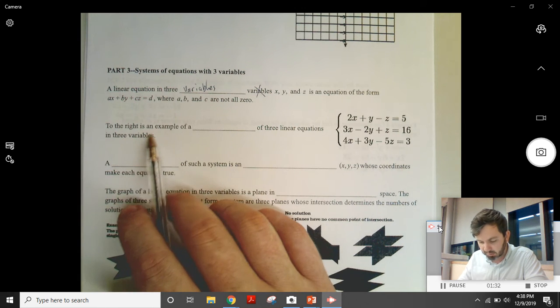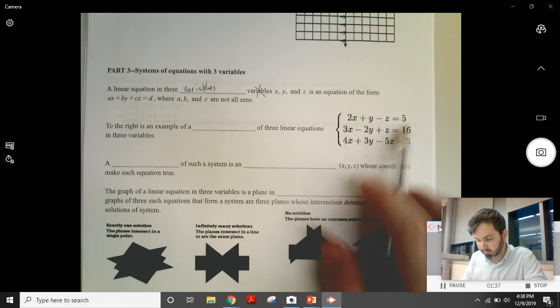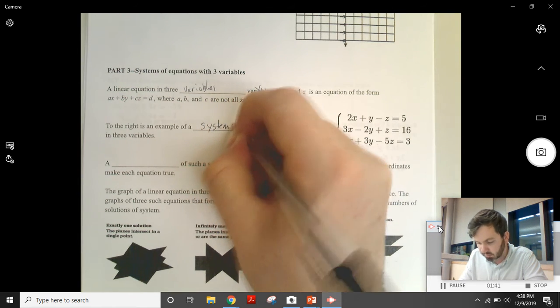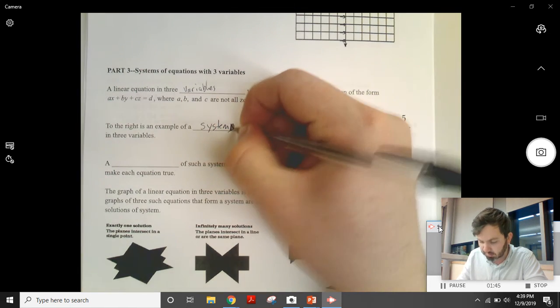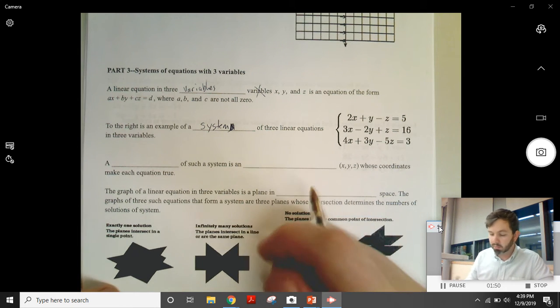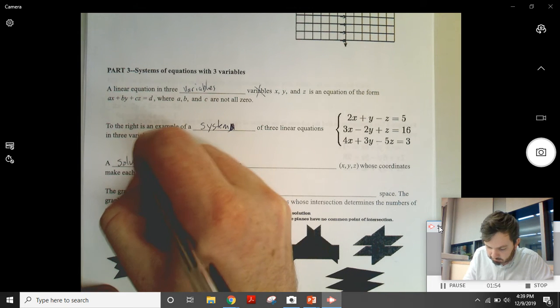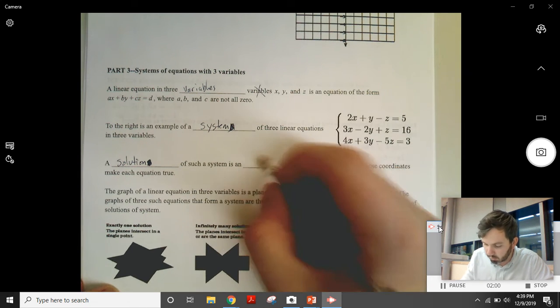To the right, we have an example of when we have multiple equations together, and we think about these as a system. This whole section, we're talking about different kinds of systems. This is a system, no s. This is a system of 3 linear equations in 3 variables. And what we're always looking for is the solution of such a system. In this case, the solution is an ordered triple.